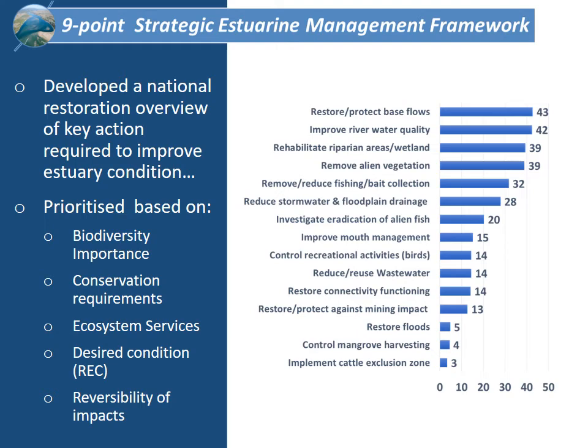If you look at this, roughly 40% of systems need some sort of an intervention around the restoration or protection of base flows, improving water quality, rehabbing riparian areas, and removing alien vegetation from the systems. Another third of systems ask for some sort of a reduction of fishing effort and bait collection and looking at stormwater and floodplain drainage.